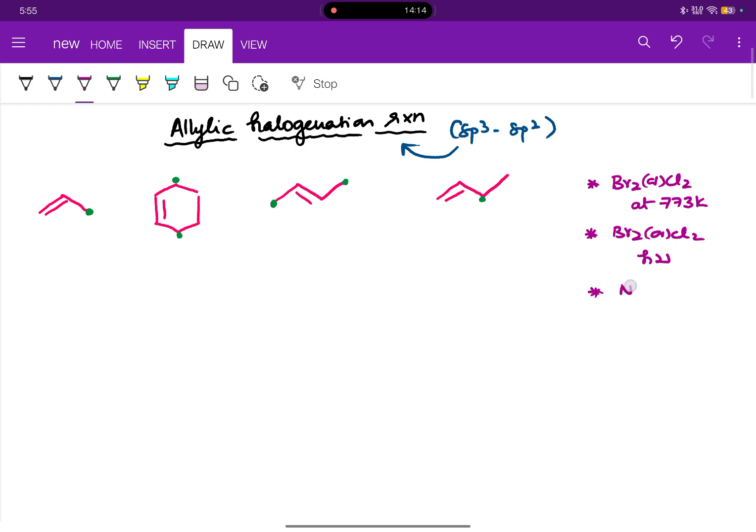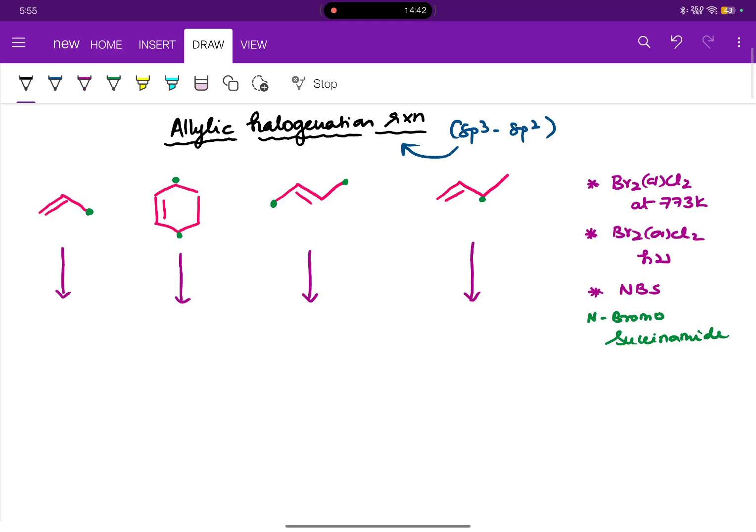Or you can use a reagent called NBS. What is the full form of NBS? N-bromosuccinimide. Now you just treat it with any of the reagents. For CBSE, the first two will do. You need not go for the third one. It's an extra point I'm giving you.